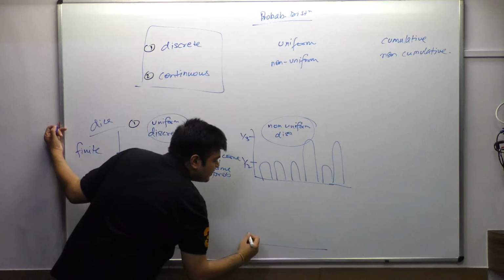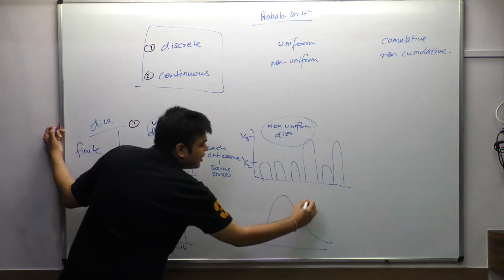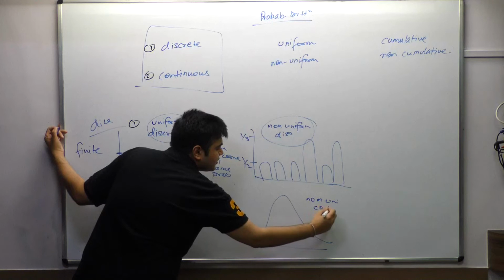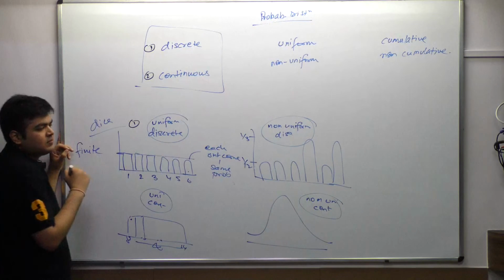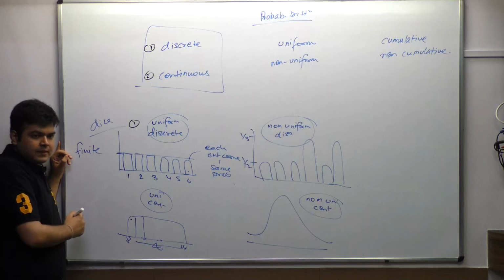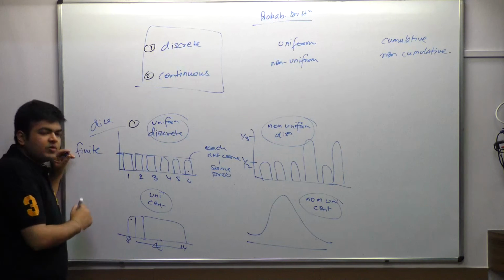This is a non-uniform continuous distribution. Making sense till here? Non-uniform continuous distribution.